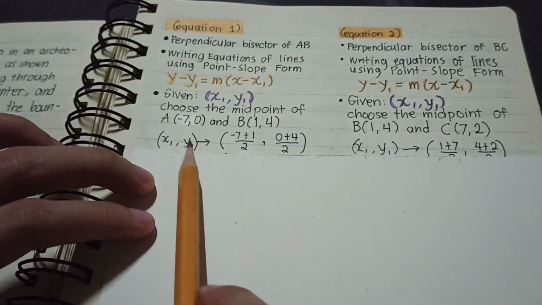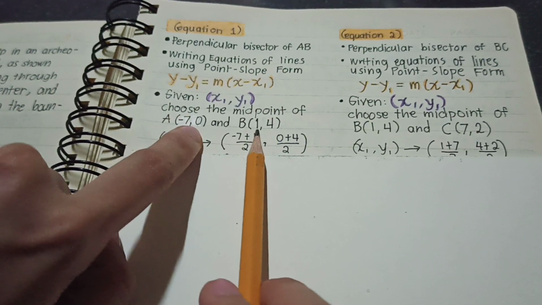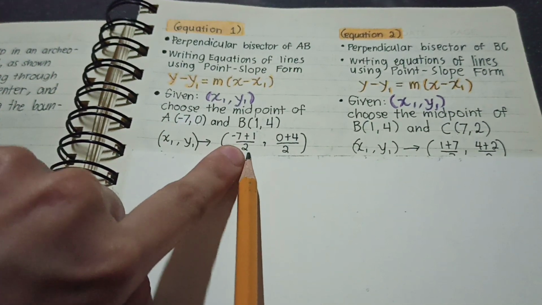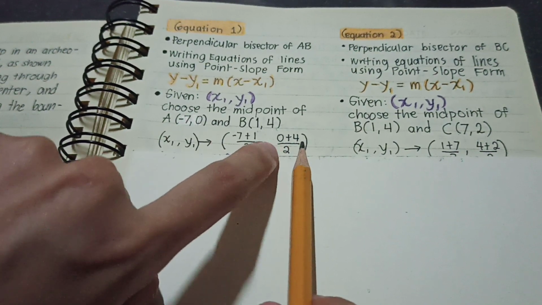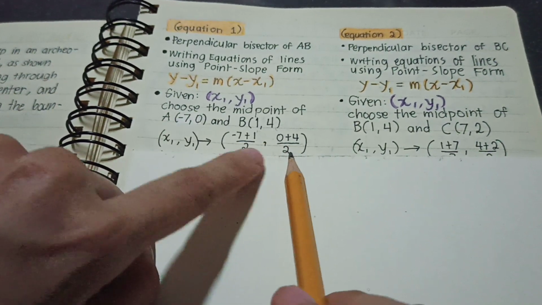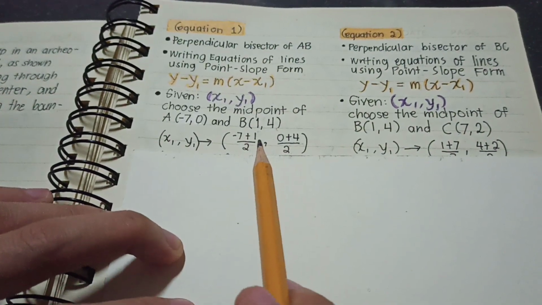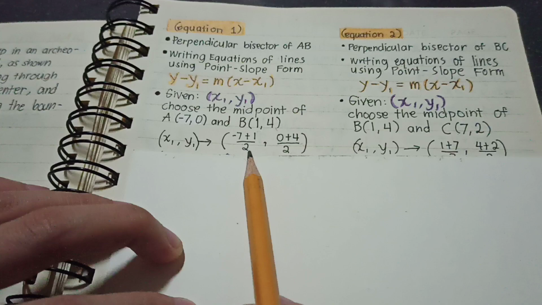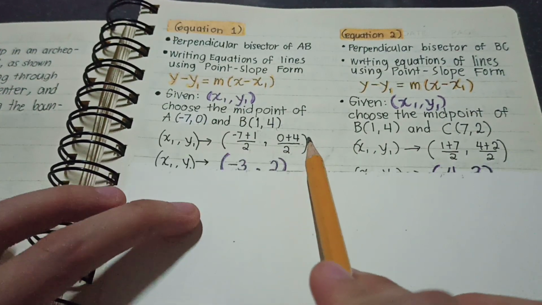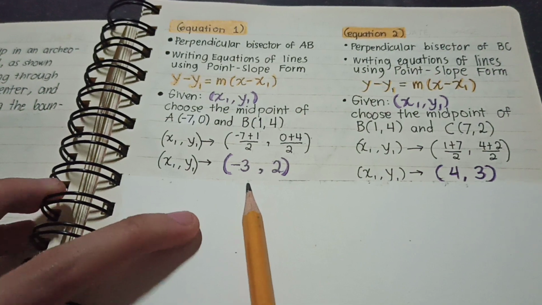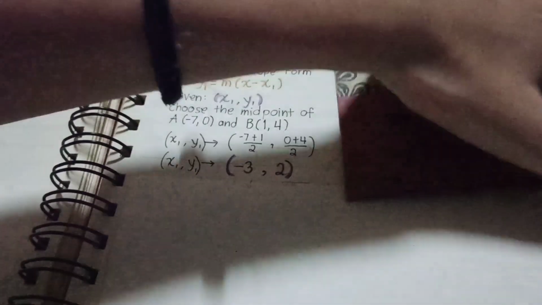It should be -7 plus 1, the sum of the x coordinates divided by 2, and then the sum of the y coordinates, 0 and 4. Its sum should be divided by 2. So -7 plus 1 is -6, divided by 2 is -3. 0 plus 4 is 4, divided by 2, that is 2. Right? Here, let me cover equation 2 muna.